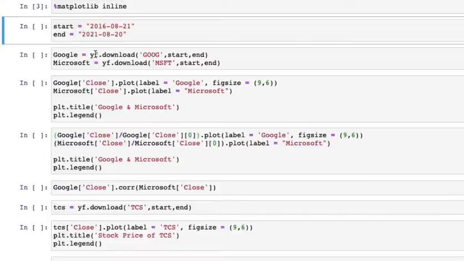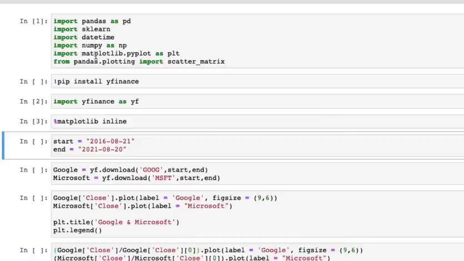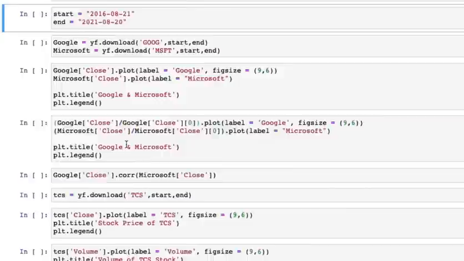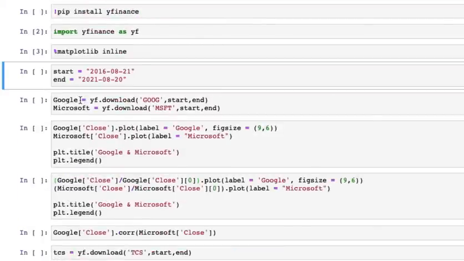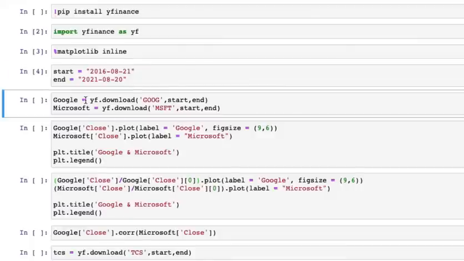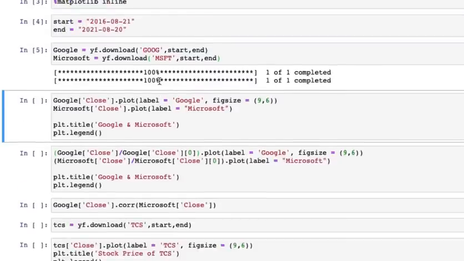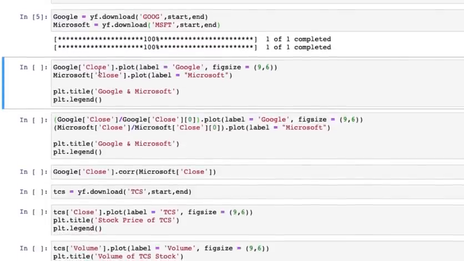yf meaning Yahoo Finance, because we have imported Yahoo Finance as yf. You just load the stock market data of Google and Microsoft and then we can carry the discussion. So we load the Google and Microsoft data. We put the start and end using these variables, start and end, which we have defined over here, and the tickers which are included over here. And as you can see, it shows 100% 1 of 1 completed 2 times because we have loaded stock market data of 2 companies. Then let's plot them using the close prices.